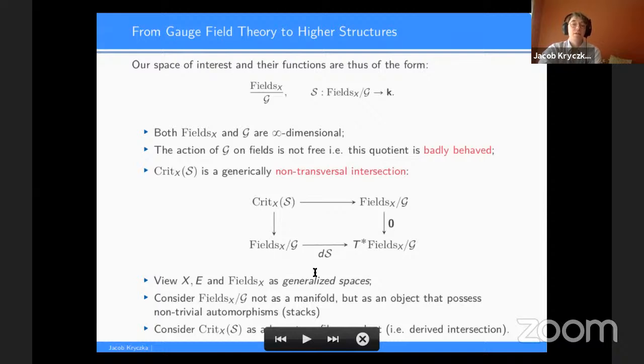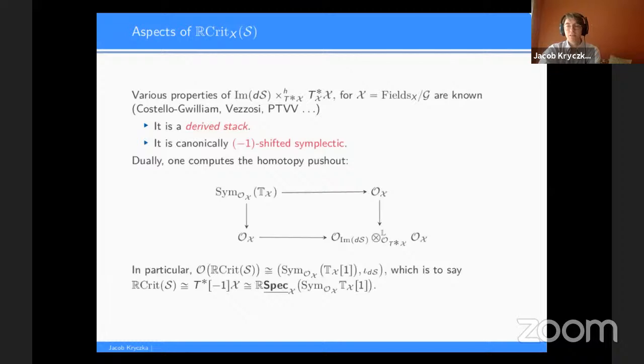And then typically, we can fix these issues by viewing all spaces at play as some kind of generalized space, as sheaves or something like this. We can view fields modulo the gauge symmetries as a higher categorical object that is allowed to possess automorphisms that are non-trivial. These go by the name stacks. And we can remedy the non-transversality issues of the critical locus by viewing it as a homotopy fiber product or a derived intersection.